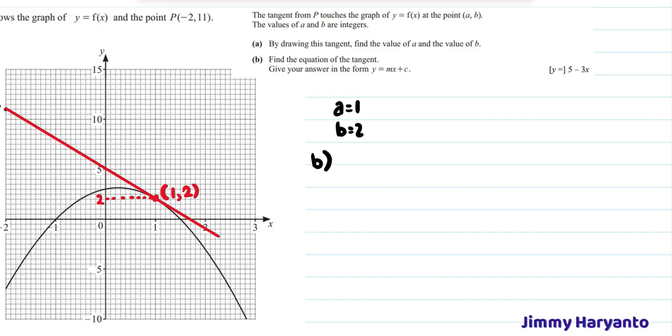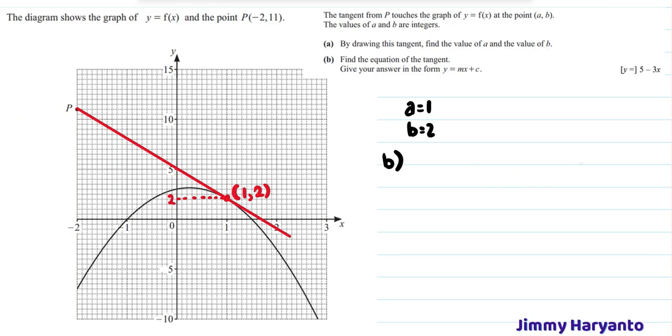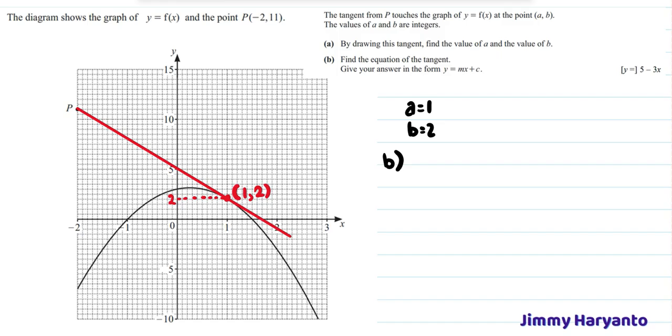Okay, then next is part B. You have to find the equation of the tangent. Okay, let's choose 2 points. First is P. The coordinate of P is (-2, 1). The other point is (1, 11). Okay, good. And then we have to use the gradient first.